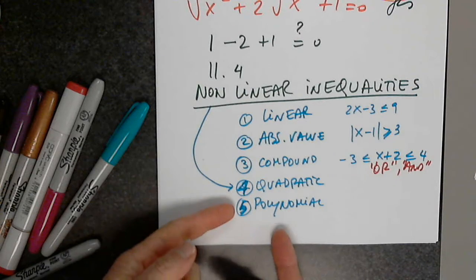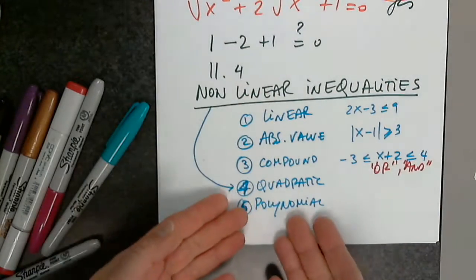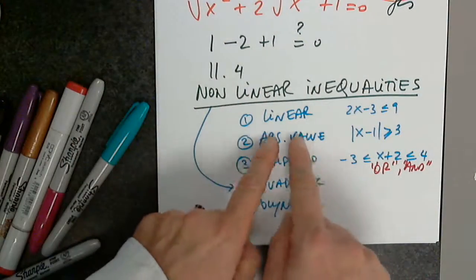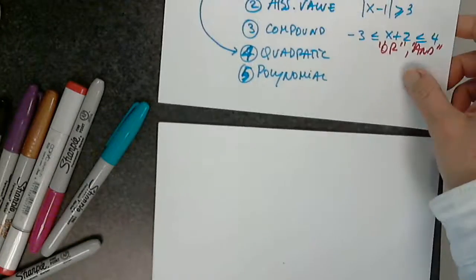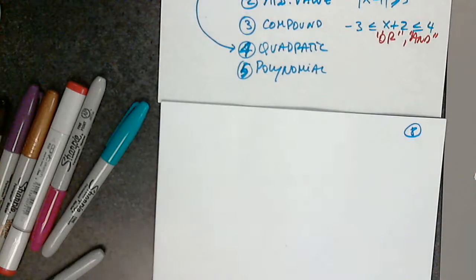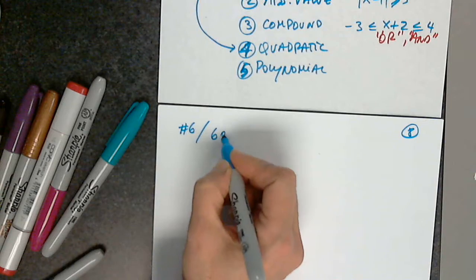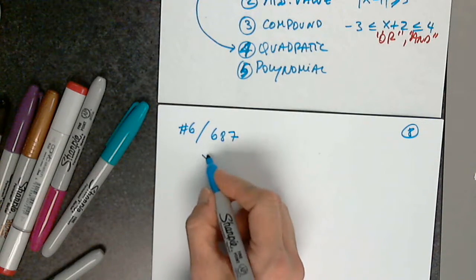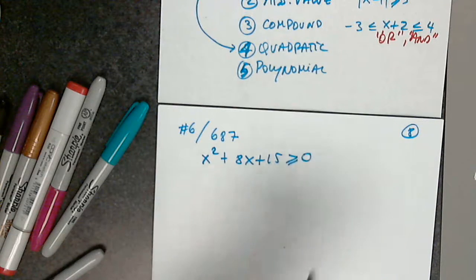Okay. Of course, this is going to happen here. So you cannot apply what you know from here, here. Like I couldn't apply what I know from here, here, or vice versa. Okay. So let's start with quadratic. And then we'll look at higher degree. On page 687, let's look at number 6. 687. X squared plus 8x plus 15 greater than or equal to 0.